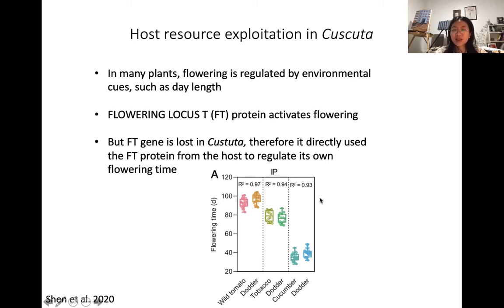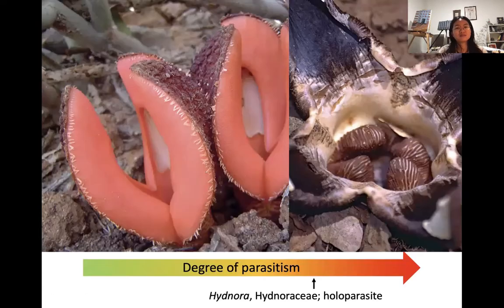And then this provides direct support for our hypothesis that the parasite not only uses the nutrient it gets from the host, but also uses various types of chemicals from the host. And here it used the flowering signal from the host to activate its own flowering.